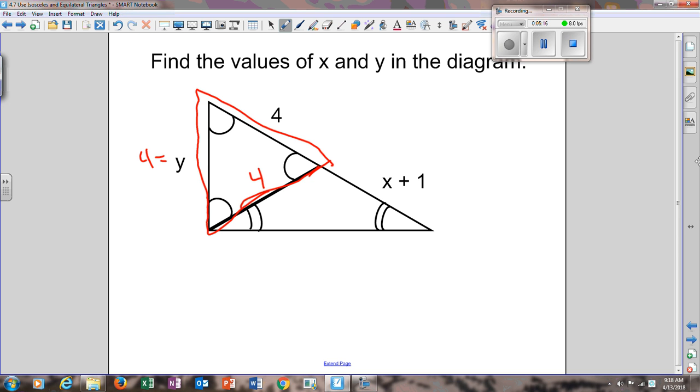Okay? Then we can look at this second triangle here and see that it's isosceles based on our base angles being congruent. So since those are congruent, it tells us that these legs also have to be congruent. So you get 4 equals x plus 1. Then you just solve. X equals 3.